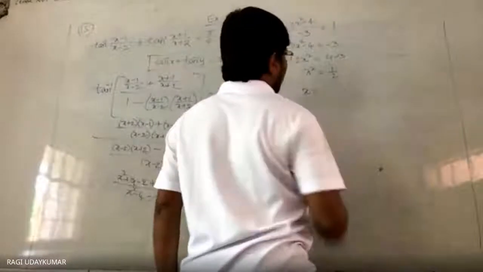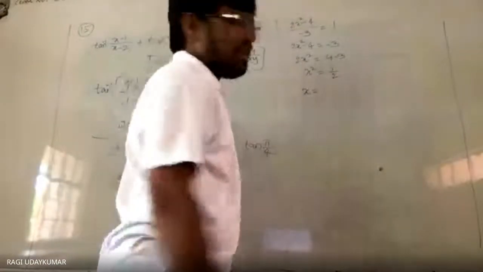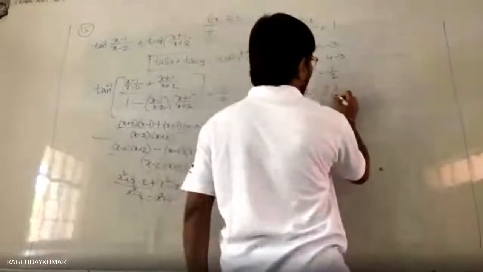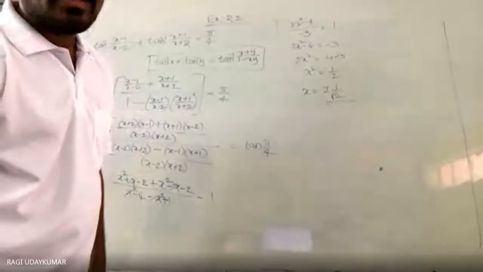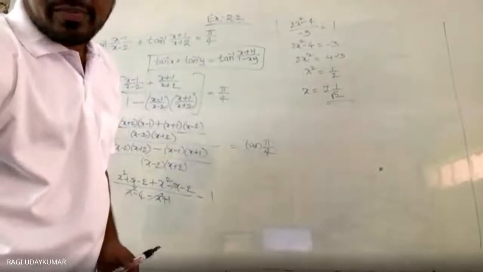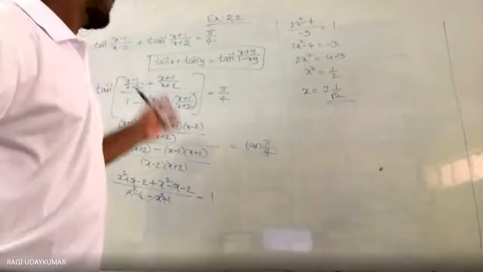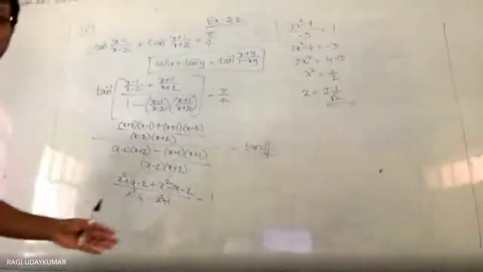X is equal to plus or minus 1 by root 2. You are going to get x equals plus or minus 1 by root 2. Okay? This is the value of x here. Did you understand this one?